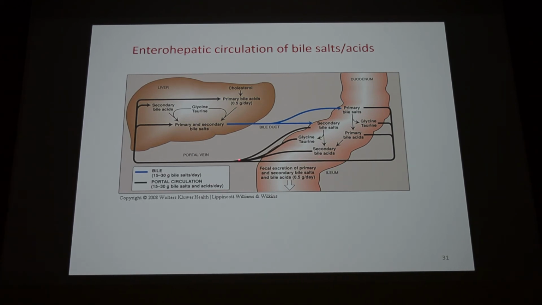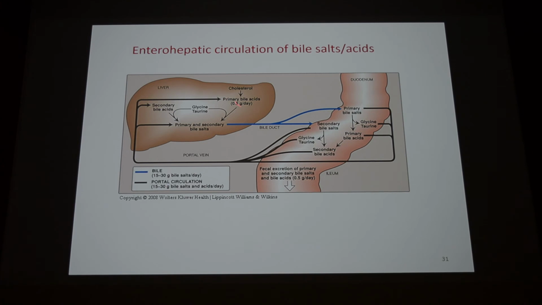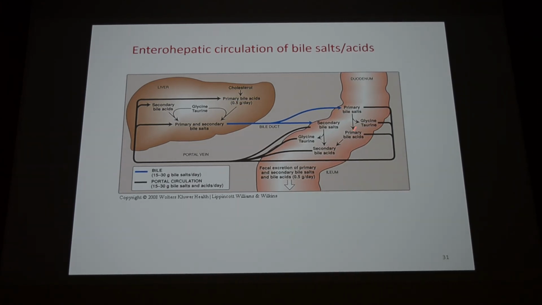Then the secondary bile acids are excreted in the blood and taken by the portal vein back to the liver, where you have conjugation of the secondary bile acids to form secondary bile salts. So what I'm trying to say here is that primary bile acids are synthesized in the liver, but secondary bile acids are derived from primary bile acids in the duodenum, but the conjugation of both occurs in the liver.